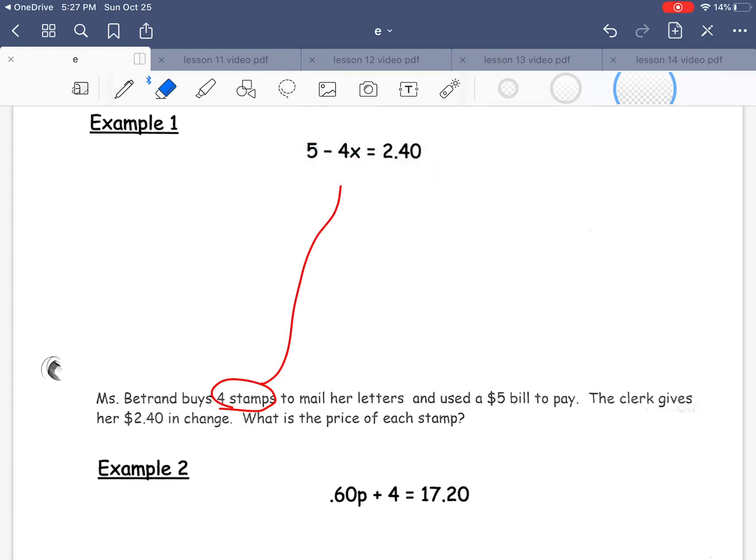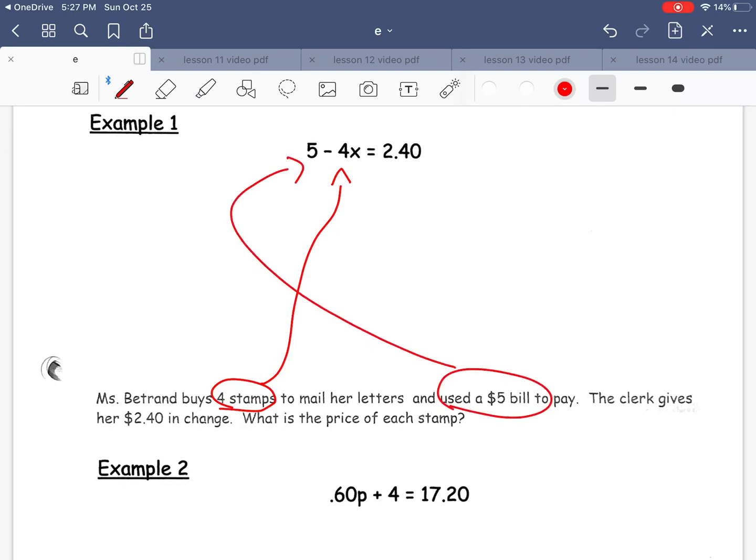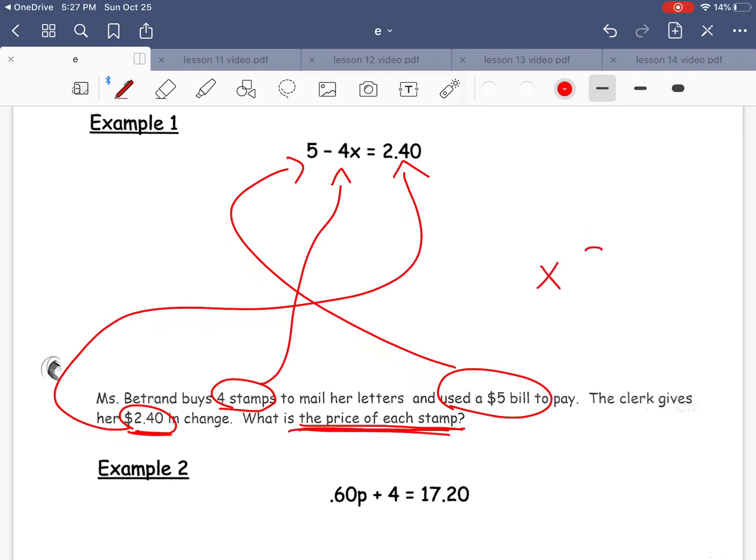So if I erase this mess a little bit here. Somebody's buying 4 stamps to mail her letters. She's using a $5 bill to pay the bill. The clerk, the cashier, gives $2.40 back in change. What is the price of each stamp? So when you solve this, you really have to make sure that you know what your X is. In this case, it could be stamps.